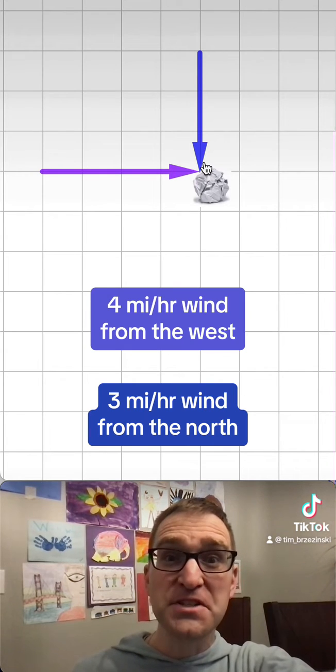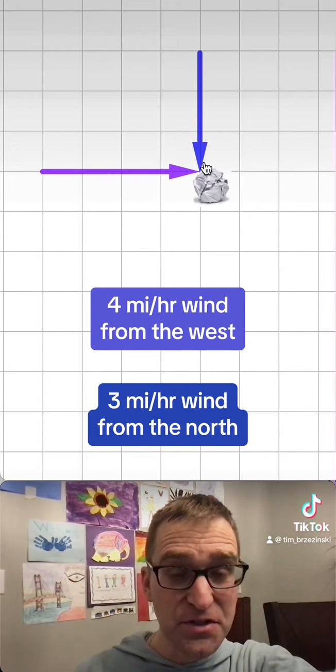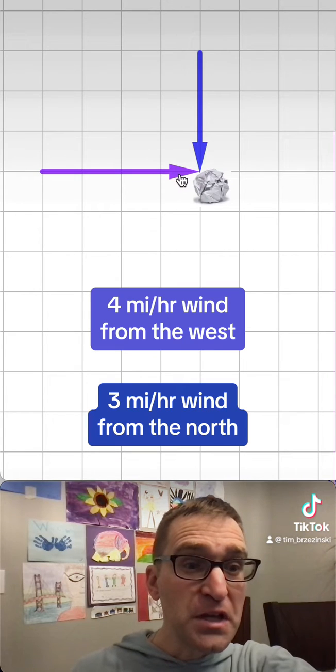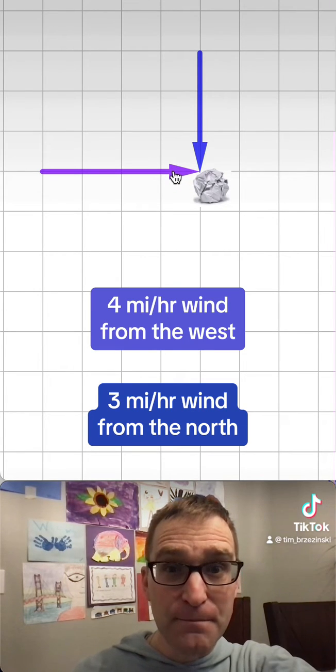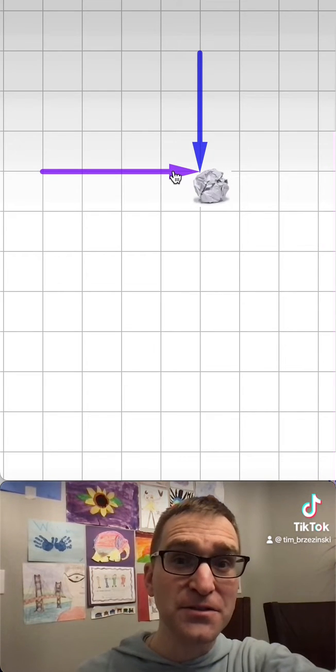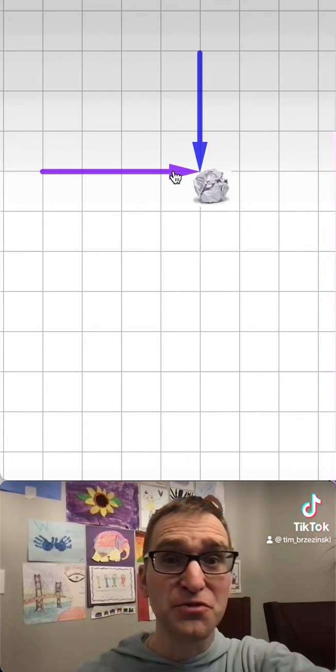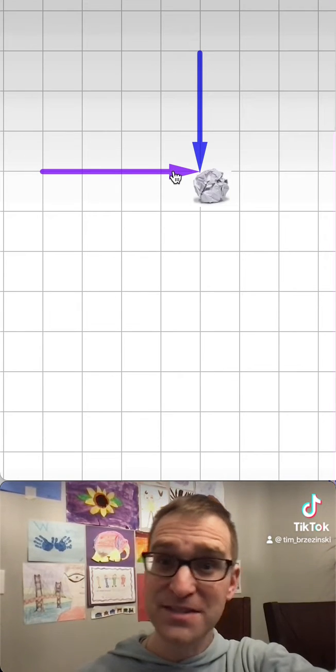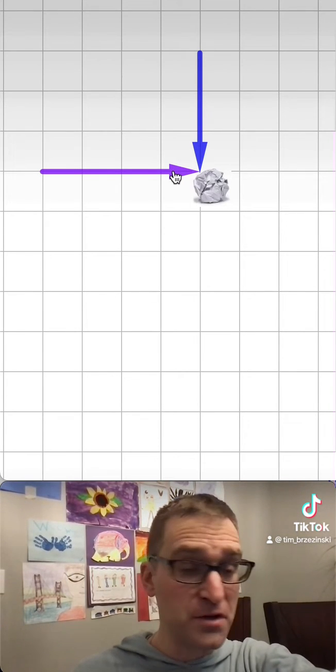Such a problem is said to be solvable by using vectors. Check this out right here. We can actually take these vectors and add them. Now, a vector is a mathematical quantity with both magnitude and direction. And as you can see right here, direction is just as important as magnitude, or how strong the force is.